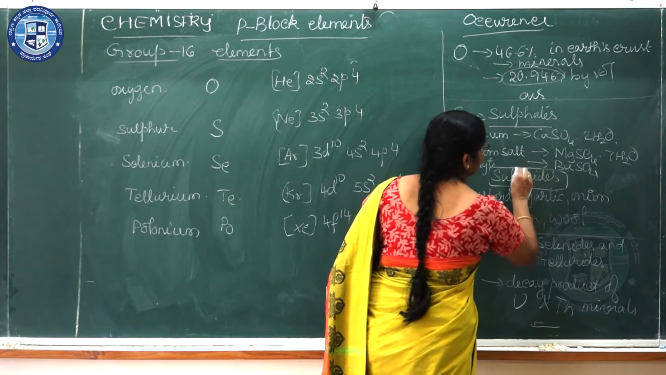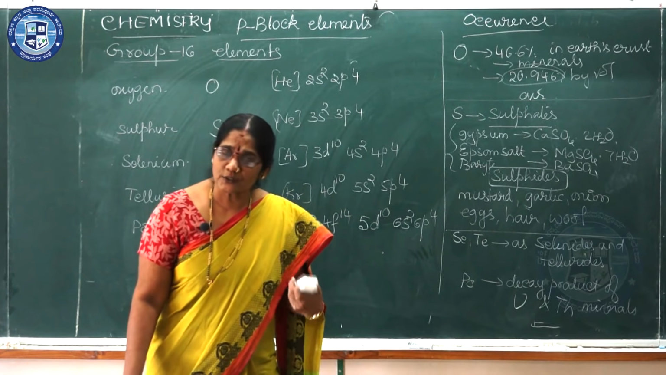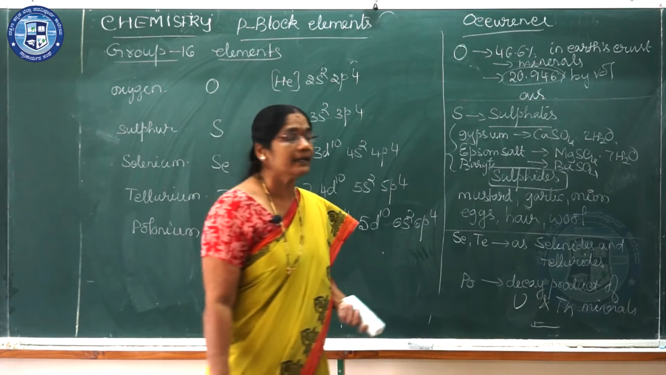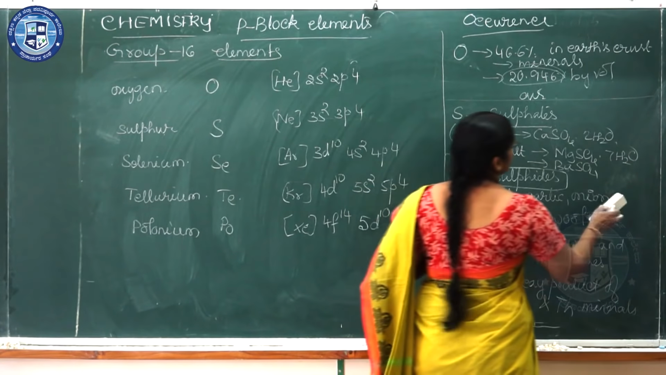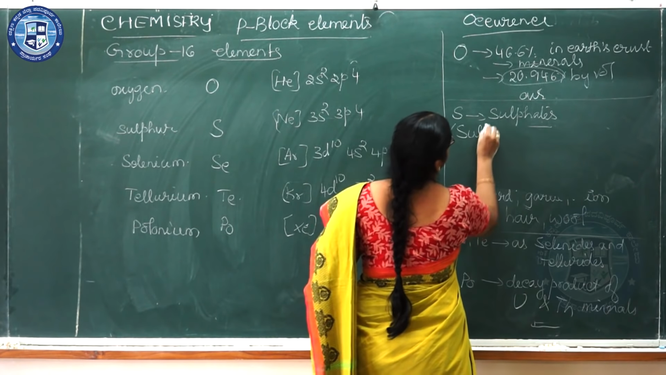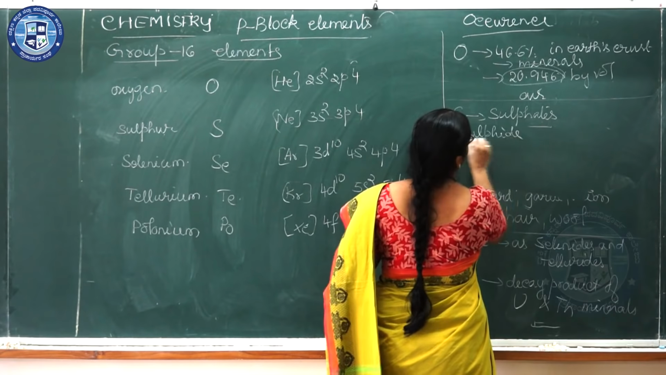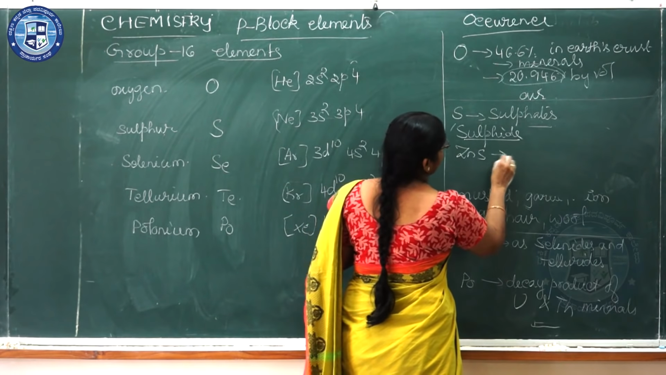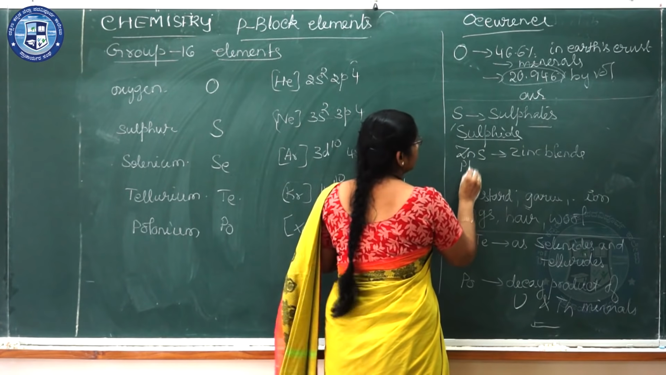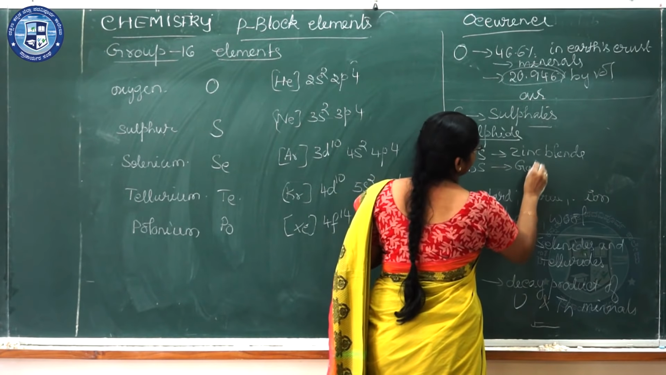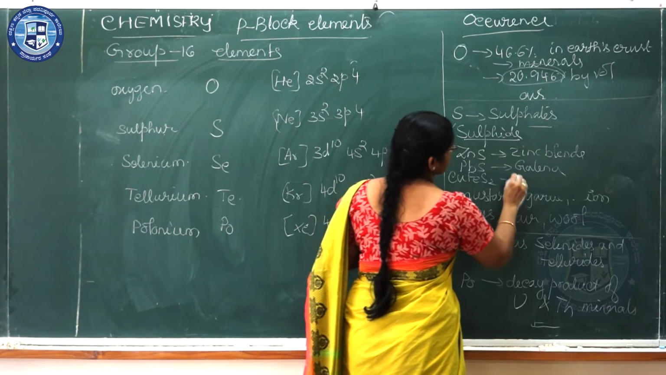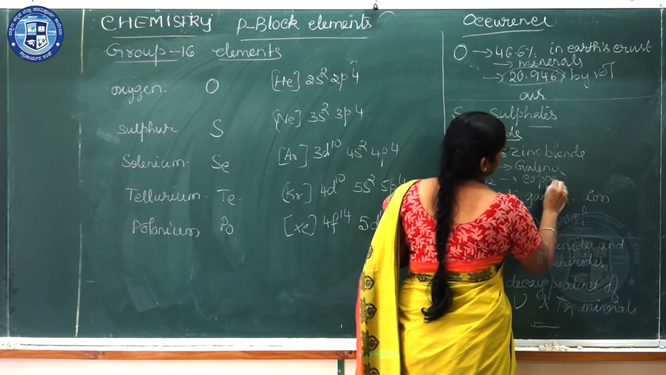Then it is also present in the form of sulfide minerals. Sulfur is mainly present in the Earth's crust in the form of sulfide minerals. For example, zinc sulfide called zinc blende, lead sulfide called galena, and CuFeS2 called copper pyrites.